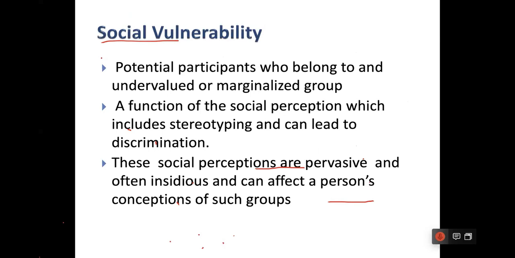And then we have this concept of social vulnerability. So what does that mean, social vulnerability? So there are groups of people who belong to an undervalued or marginalized group in our society. And as a function of social perception, including stereotyping, can lead to discrimination. And again, these social perceptions of certain groups are pervasive and insidious, meaning not very explicit.